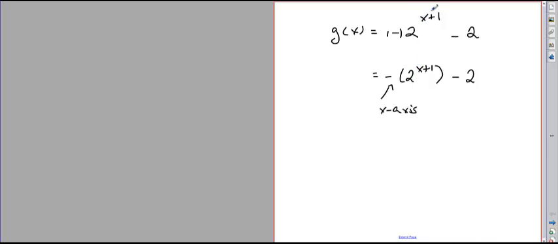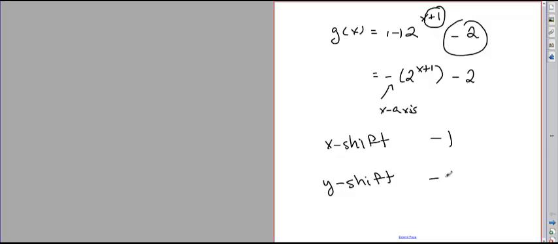And as far as the transformation of the function in the x and y directions, we do the same thing as we've done before. So this is going to have an x shift of -1 because we have x plus 1 up here, and we have a y shift, which is just this number here. So that's -2, and we have an x-axis reflection.